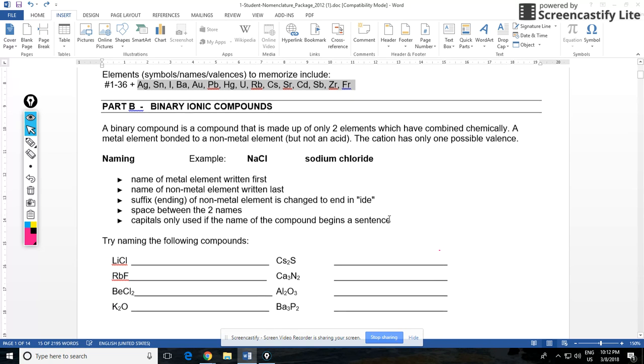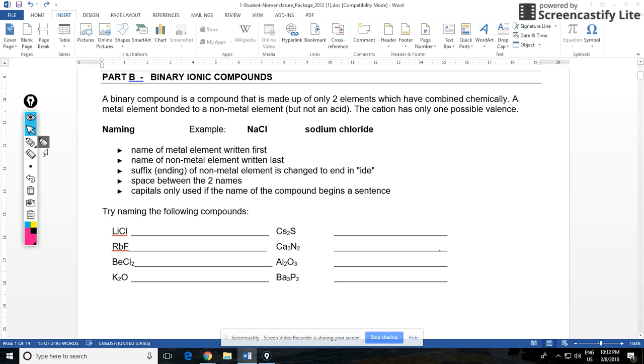Now we're going to go to part B and take a look at how to name binary ionic compounds. Binary ionic compounds are ionic compounds, so metal and non-metal, that are made up of, well, two different elements. That's what the binary means, two different elements. One is a metal, one is a non-metal. So for example, here we have sodium chloride. We have a metal and we have a non-metal.